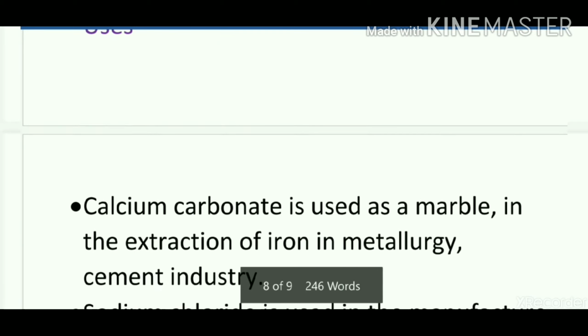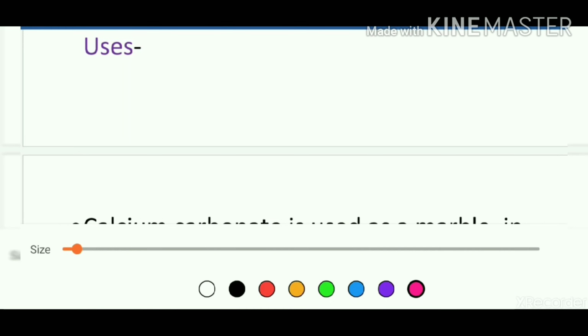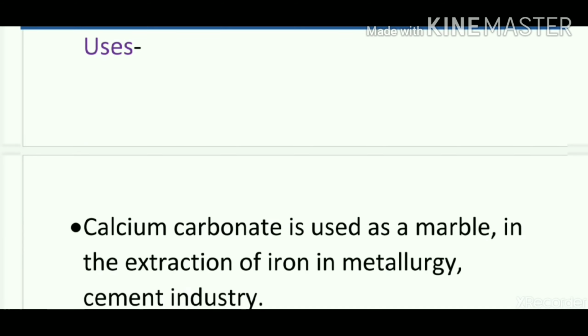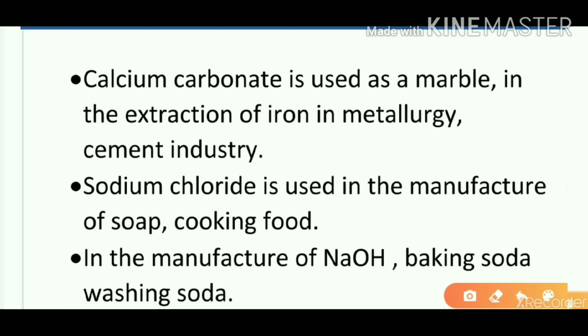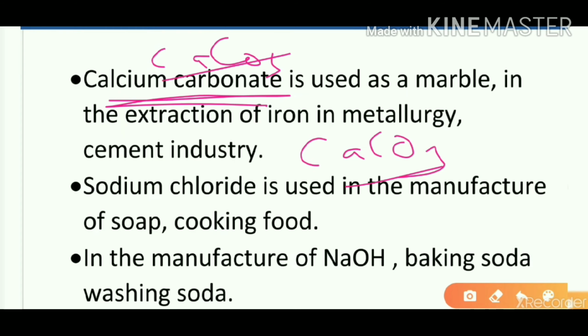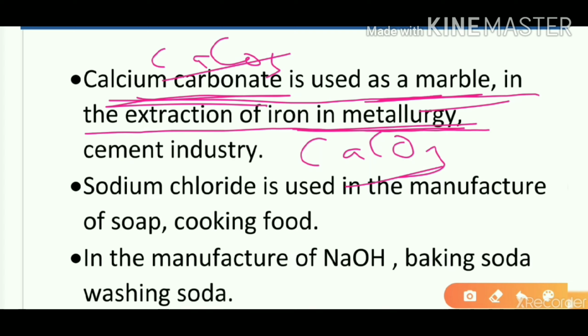Next, the last topic here is uses. The uses of salt. The first use is calcium carbonate, that is CaCO3. Calcium carbonate is used as marble. We use marble in making houses and all that. So marble is used, this type of salt, and in the extraction of iron, metallurgy, and in the cement industry. So this is the use of calcium carbonate.